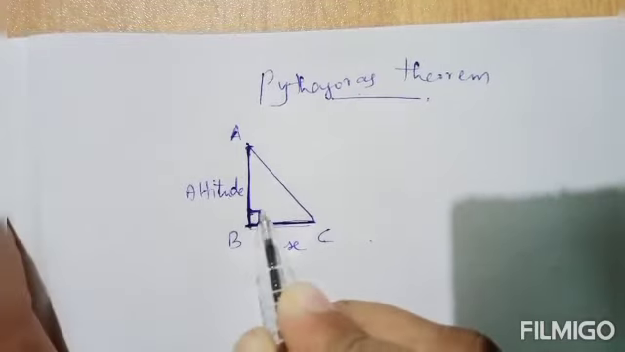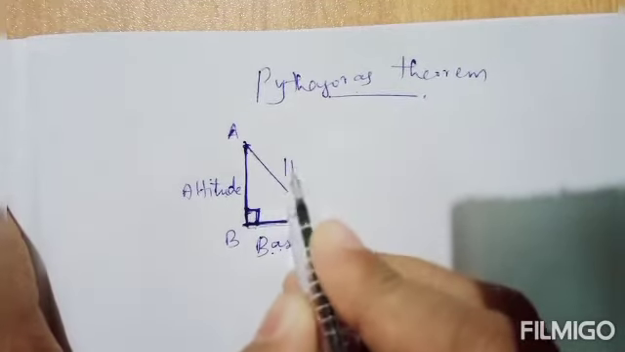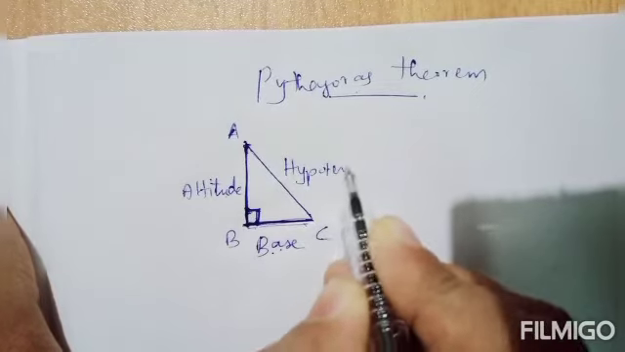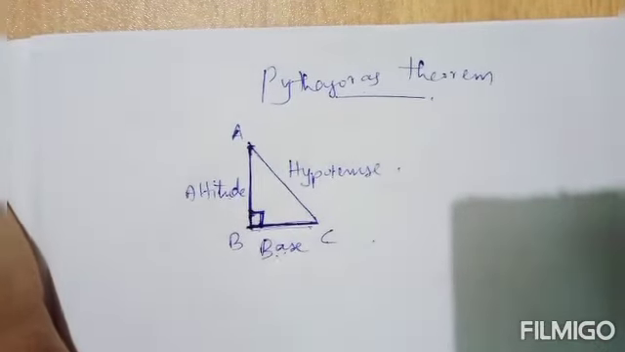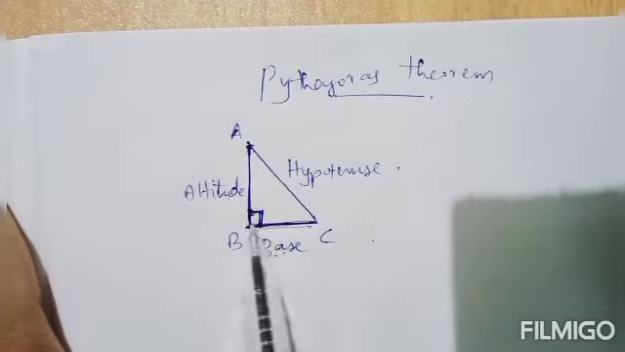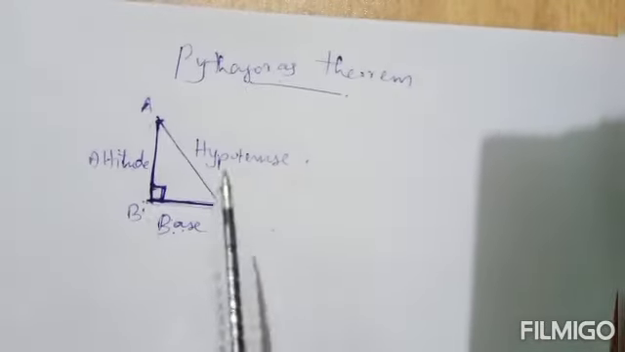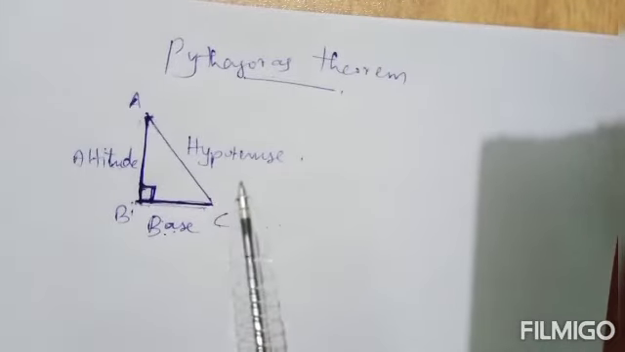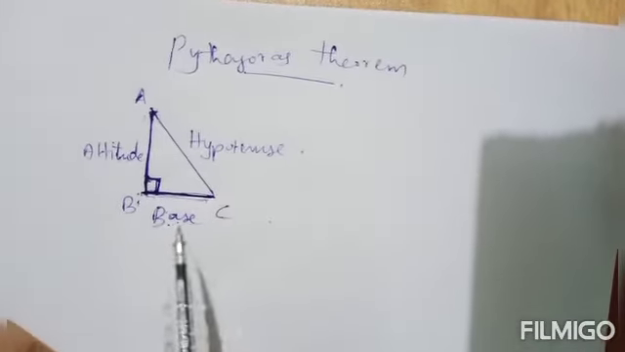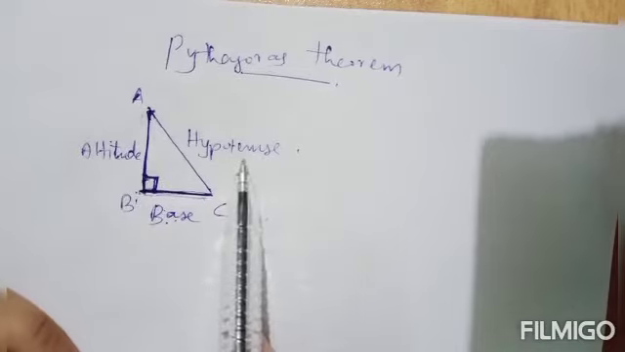The side opposite the right angle is called the hypotenuse. Okay, so this is base, altitude, hypotenuse. Now the Pythagoras theorem states the relation between this base, altitude and hypotenuse.